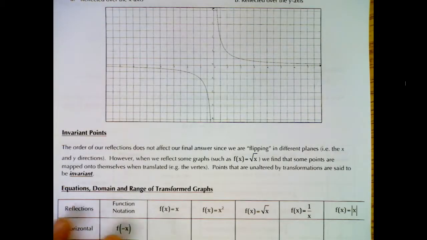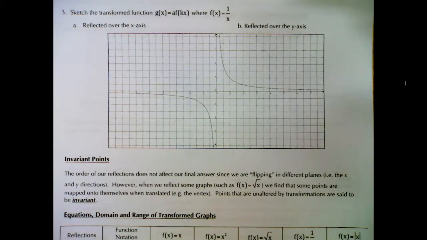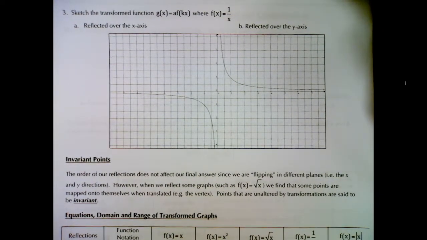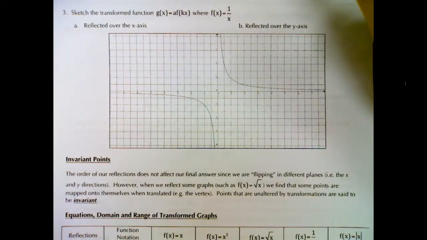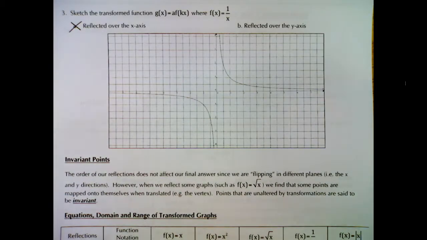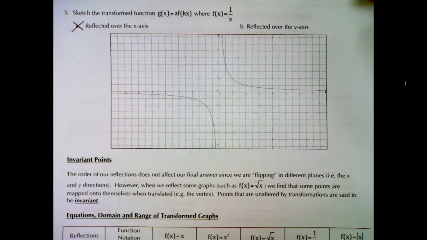All right, let's flip the page. Sketch the transformed function where f of x is 1 over x. So we have the reciprocal parent function. We're going to reflect over the x-axis, and then reflect over the y-axis. Actually, we'll just do one. Which one do we want to do? We did the x-axis for the first example, so let's do the y-axis. Conveniently, they actually end up being the same graph. That's something we'll look further into maybe in our warm-up.